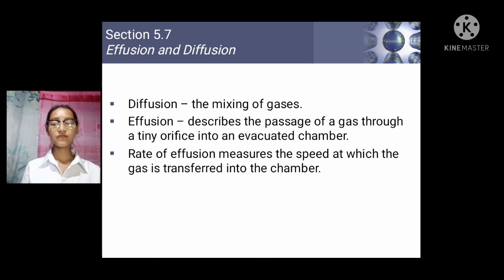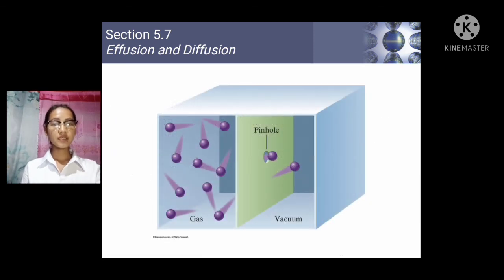The rate of effusion of a gas is inversely proportional to the square root of the molecular weight of the gas. The lighter the gas is, the faster it will effuse, and the heavier a gas is, the slower it will effuse. So we're going to discuss the sample of effusion and diffusion.